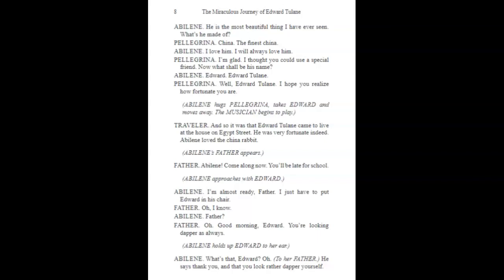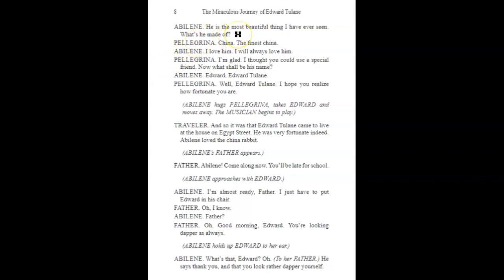So in this scene, Pellegrina has just given Abilene a little china rabbit, a rabbit made of china. And Abilene's obviously very excited. So we're going to say that in rehearsal, the director or ourselves decided that Abilene doesn't have the rabbit right away, that Pellegrina is still holding the rabbit. So Abilene needs to cross to Pellegrina to take the rabbit.